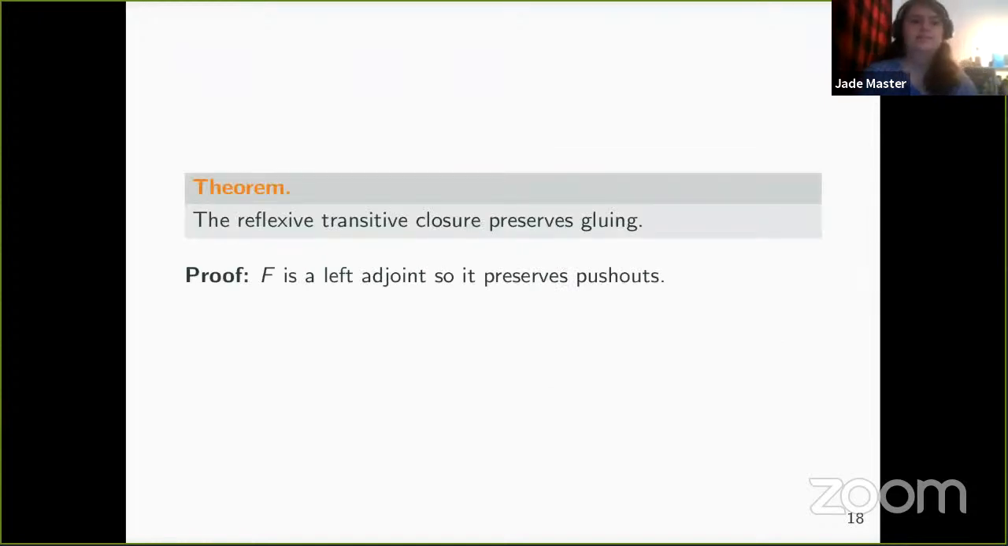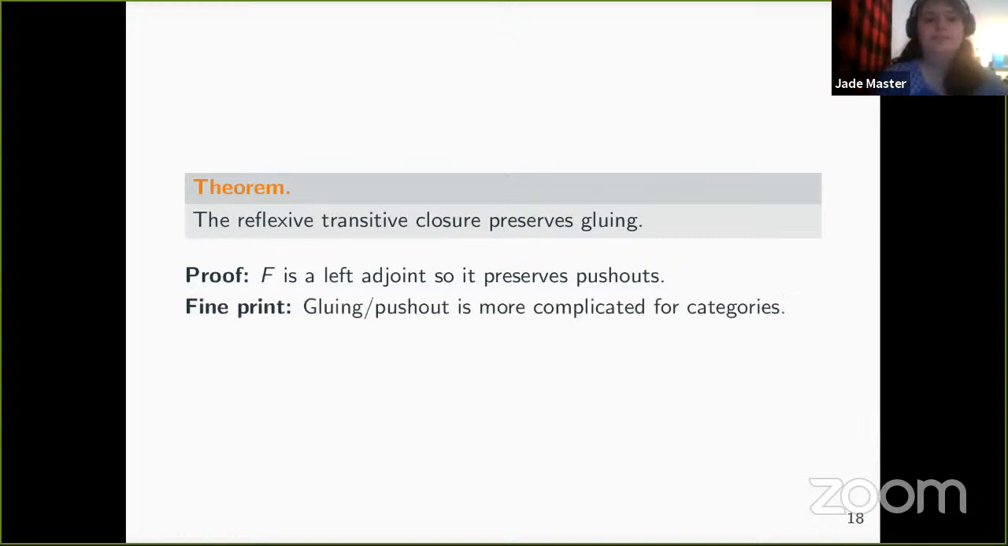So here's a theorem, and the proof is super quick: the reflexive transitive closure, the left adjoint F, preserves this gluing process of open graphs that I've been describing. And the reason is super simple and beautiful, in my opinion. It's just because F is a left adjoint, and every left adjoint preserves colimits. Therefore, it preserves pushouts, and so it preserves this gluing. But the fine print is that taking pushouts of categories is a bit more complicated than taking pushouts of graphs.